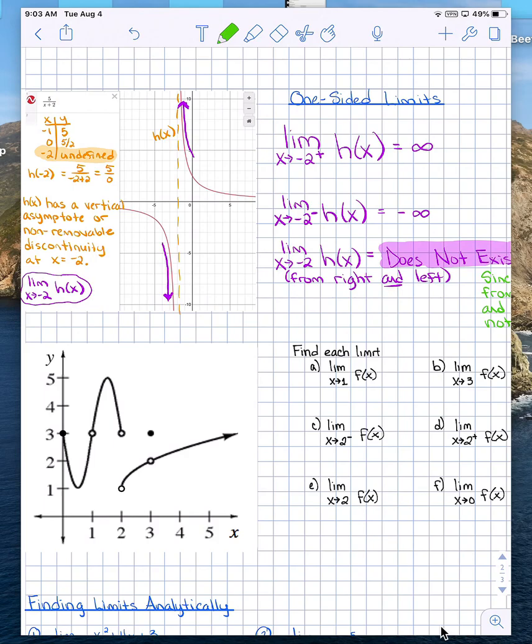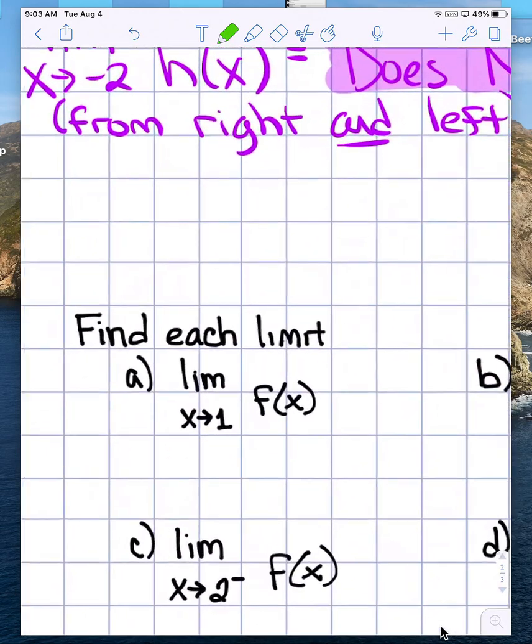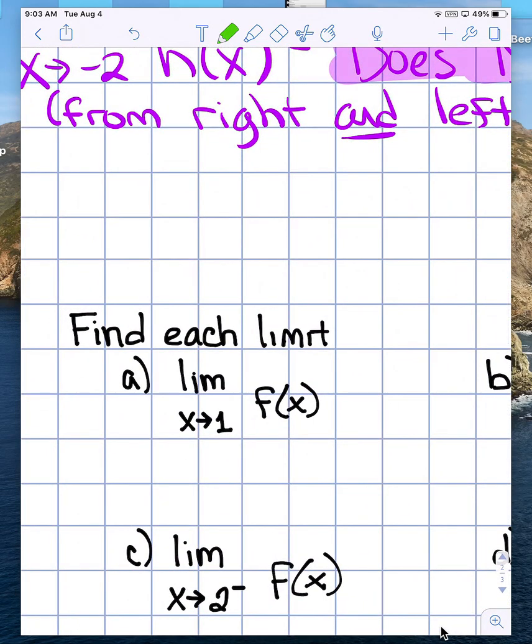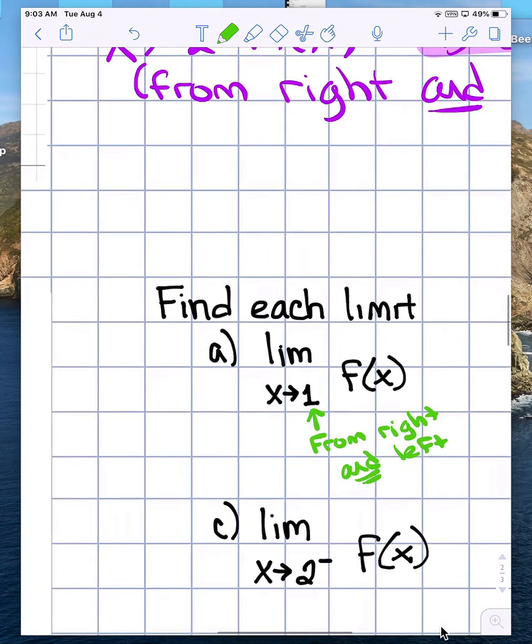So let's look at as x approaches 1. The question is asking, what is the limit of f of x as x approaches 1? Notice there's not a plus sign here, there's not a minus sign. So what this means is we need to look from the right and the left and make sure they're the same. So we're going to look at both from the right and from the left at the same time, make sure those two values are the same value, and if they are, then this limit will exist. That means the function is approaching some y value as x gets closer and closer to 1. So let's go take a look as x approaches 1.